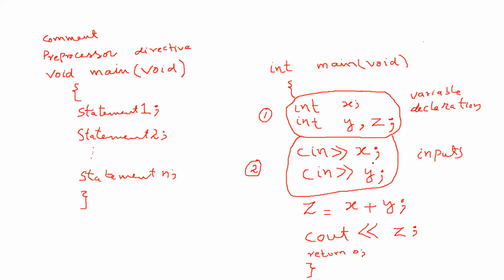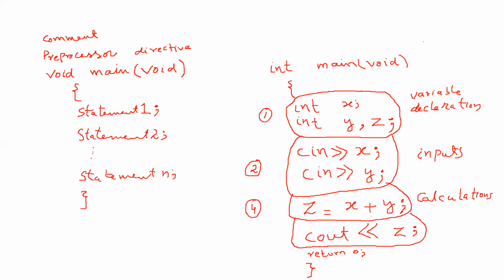Instead of input, I can use assignment statements as well. We can directly assign some constants to these variables. The third step is this. What we are doing here is process or calculations. And the last is the output statement. We may have one or more output statements in our program. These are the outputs on the screen.